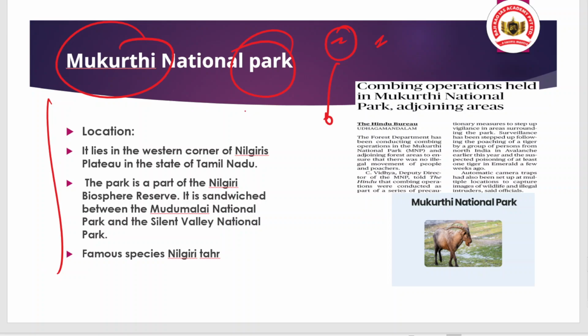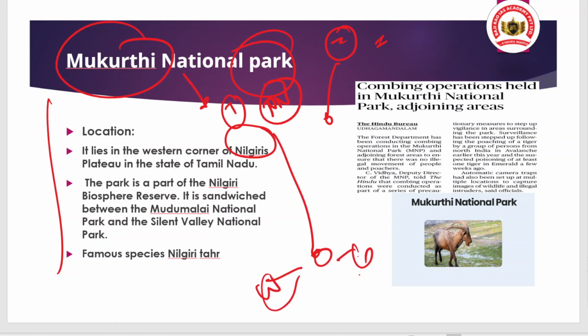So Mukurthi National Park is in the Tamil Nadu state, okay, and it lies in the western corner of the Nilgiri Plateau, and Nilgiri is basically the junction that connects the Eastern Ghat and the Western Ghat. That is also the point, and Nilgiri Hills is also important. Tell me about the highest peak of the Western Ghat. Even this Mukurthi National Park is a part of the Nilgiri Biosphere Reserve, because a Biosphere Reserve is a very big area, and that may comprise wildlife sanctuaries as well as national parks.